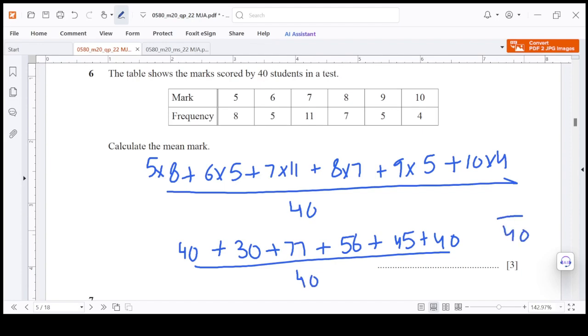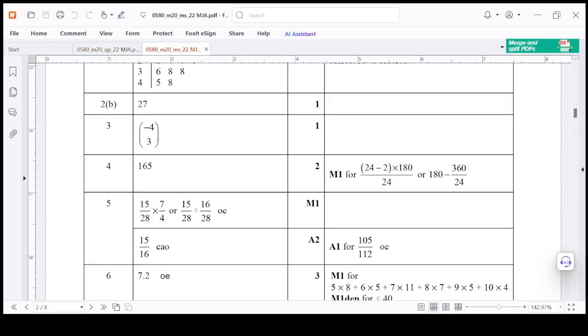Now add the values in the numerator. Remember, you do not have a calculator, so you will have to add them up. I'm using a calculator because I am short of time, but you will absolutely not. So I'm getting 288 over 40, and most probably we have to simplify it. We can start cancelling it with 2, and cancel all the way till it cannot be further cancelled. That gives 36 over 5.